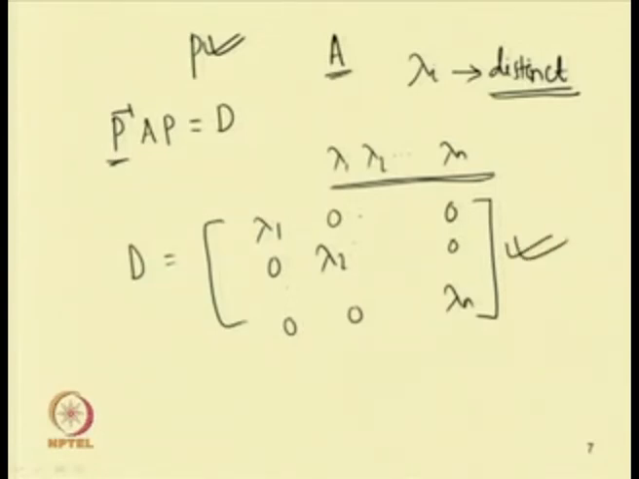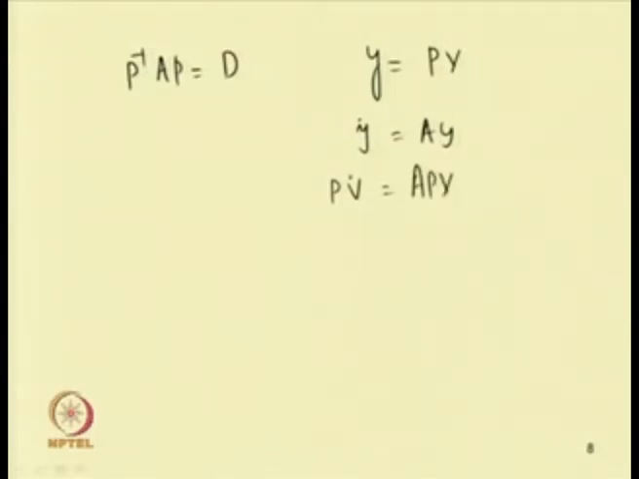So, for now, we are taking P inverse A P equal to D. We can take y equal to P V. Then y dot equal to A y will reduce to P V dot equal to A P V. So, from this equation, I can write A P will be equal to P D.